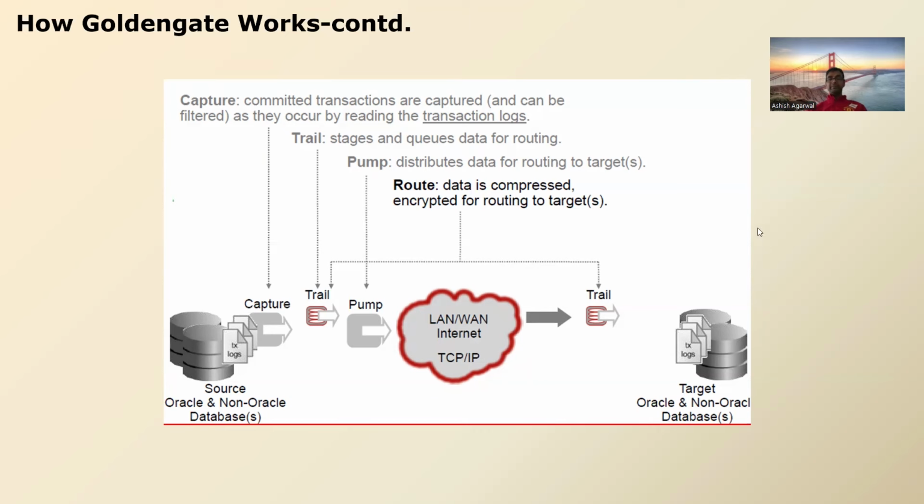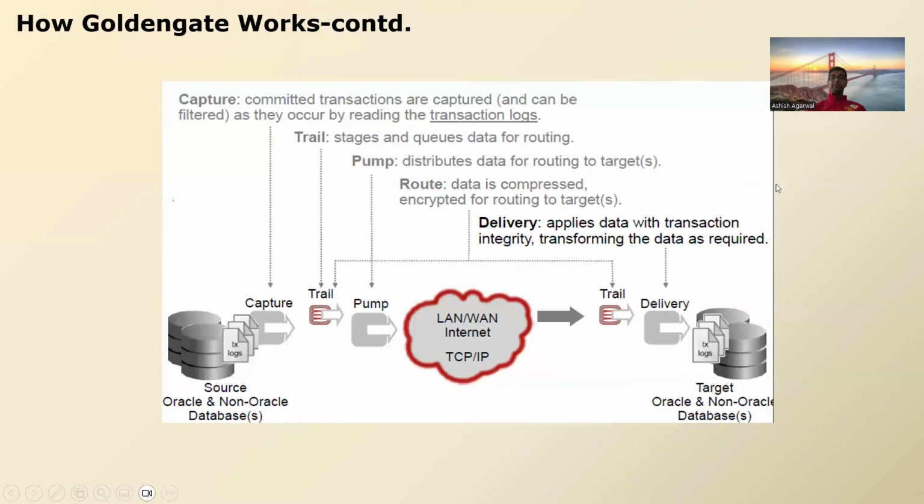Once the data is available in the remote trail file, there is a delivery process, which is also called the replicat process. It reads the remote trail file and writes it to the target database. So the trail file residing on the source machine is called a source trail or local trail. The trail file residing on the target machine is called the remote trail file. The local trail file on the source database is called local because it is local to the source database. However, on the target system, it is called a remote trail file because it is remote to the source database.